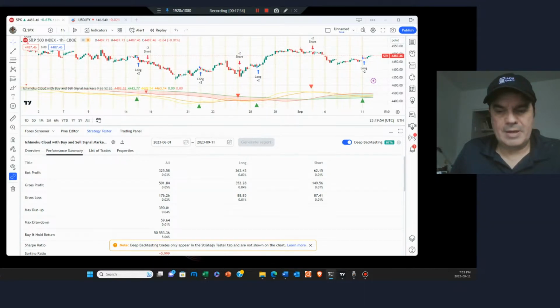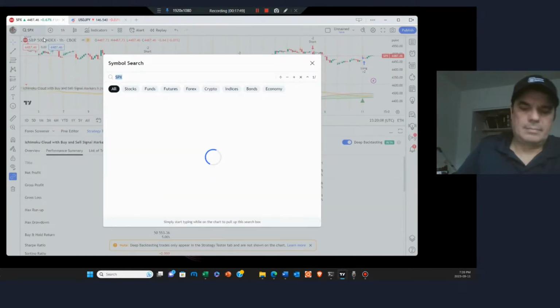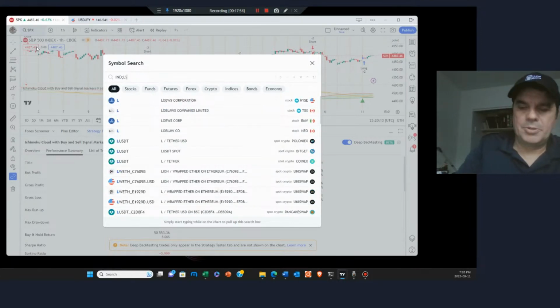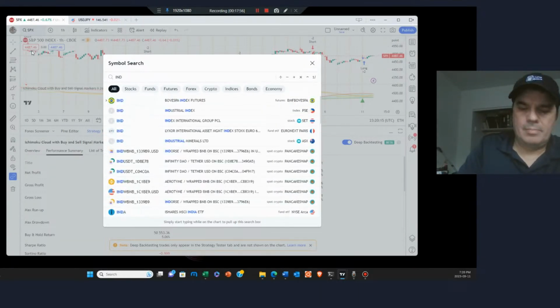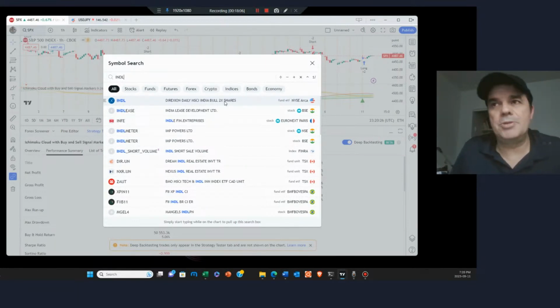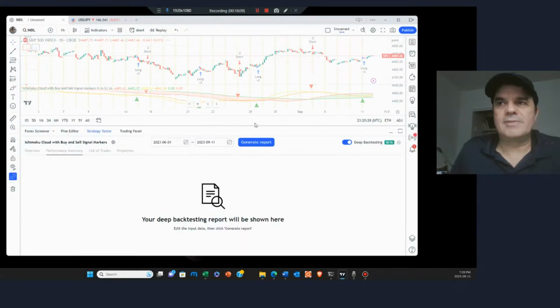Let me just get that. So I'll pull up one called, let's see, INDL. Okay, let me pull INDL up. Oh, so this is an Indian-focused ETF. So we're looking at Direxion Daily MSCI India Bull 2x leverage, because India right now is going through a major boom on its markets.